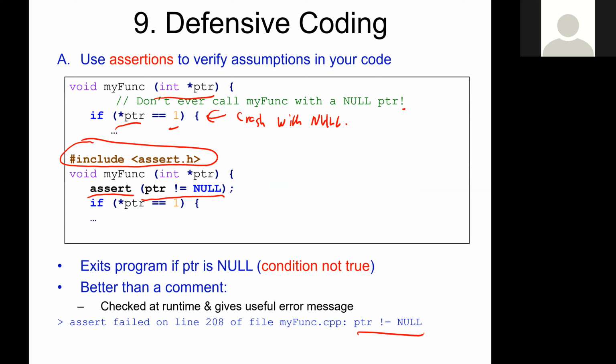So it's better than a comment because someone reading this, I mean, you could put a comment if you want as well, but someone reading this can see, oh, the pointer had better not be null. And I'm not just telling you don't do that. I'm actually checking it whenever this function is called.